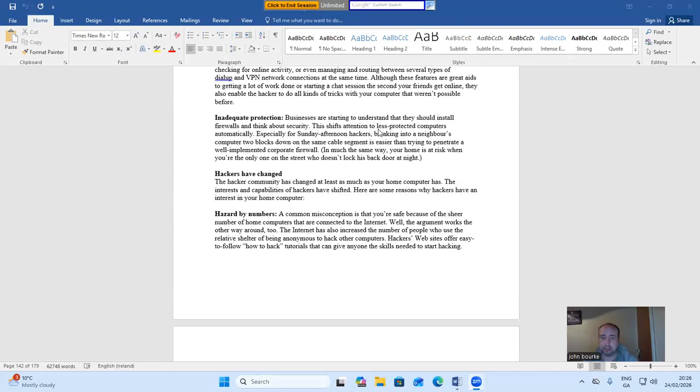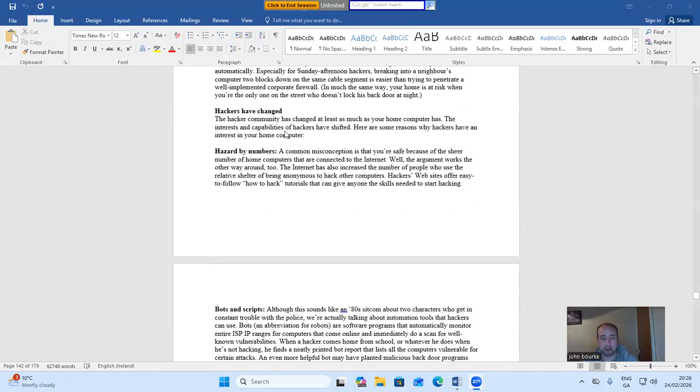Inadequate protection. Businesses are starting to understand that they should install firewalls and think about security. This shifts attention to less protected computers automatically, especially for Sunday afternoon hackers. Breaking into a neighbor's computer two blocks down the road on the same cable segment is easier than trying to penetrate a well-implemented corporate firewall. In much the same way, your home is at risk when you're the only one on the street who doesn't lock his back door at night.